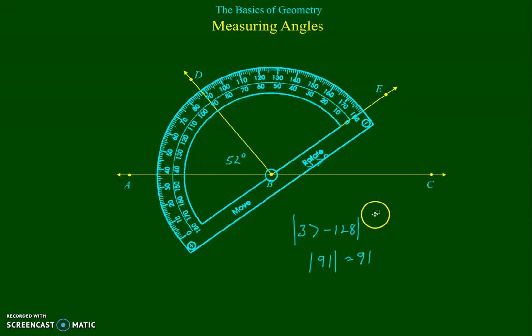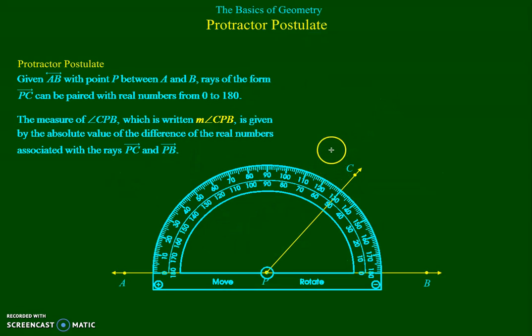In case you're keeping notes on this, let's formalize the protractor postulate that we just finished looking at, and then we'll move on. Here we have a more formal description of the protractor postulate. Given line AB with point P between A and B, rays of the form PC, PB, and PA can be paired with real numbers from 0 to 180. So we compare these with numbers on the scale from 0 to 180.